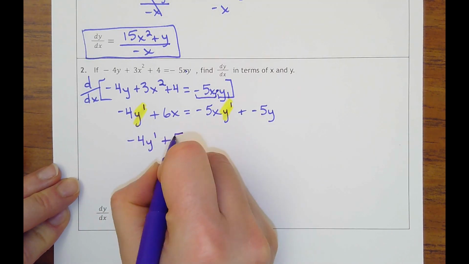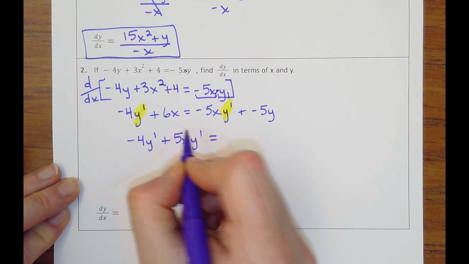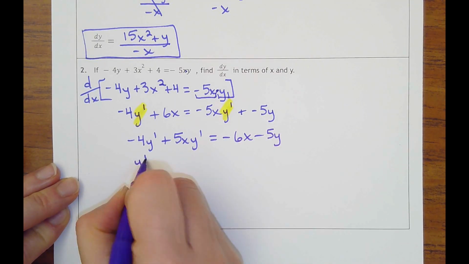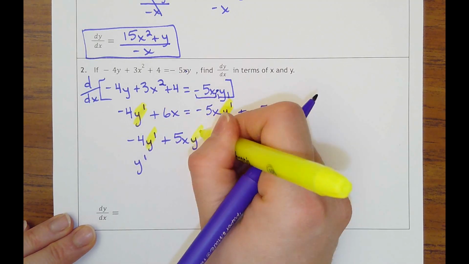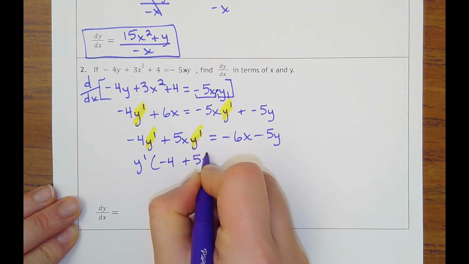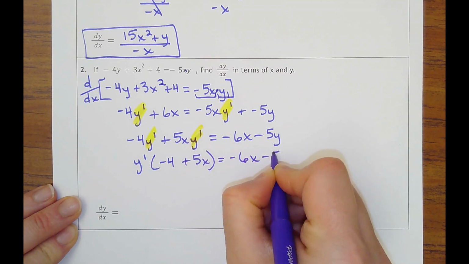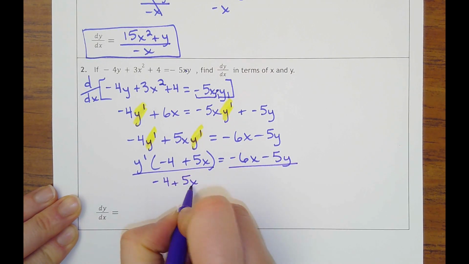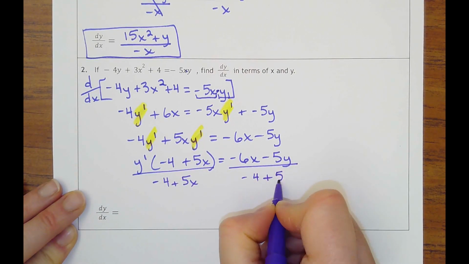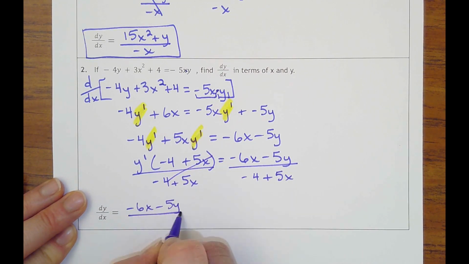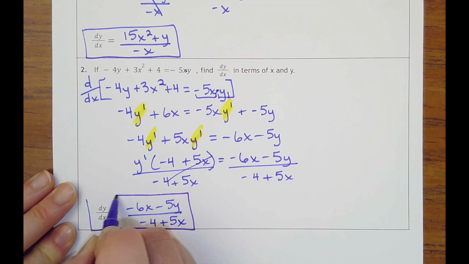Okay, and then I want to get my y prime terms on the same side. I'm adding 5x y prime. I'm going to subtract the 6x. I'm going to factor out my y primes. And then divide. So dy over dx is negative 6x minus 5y. I'll divide by negative 4 plus 5x. It's not too bad.